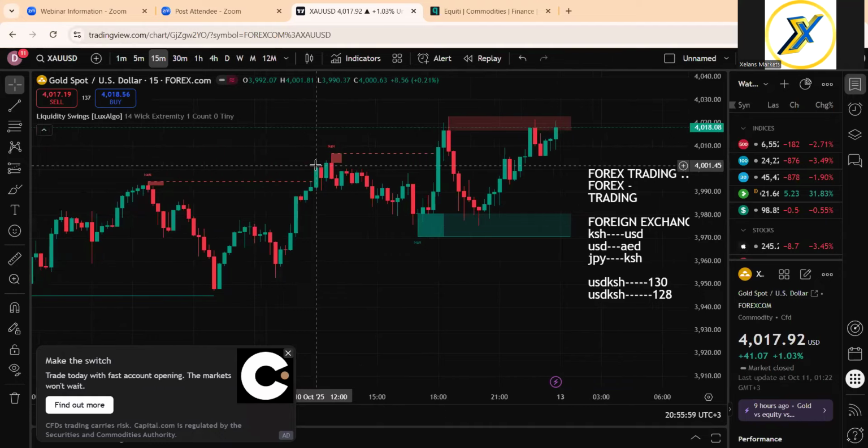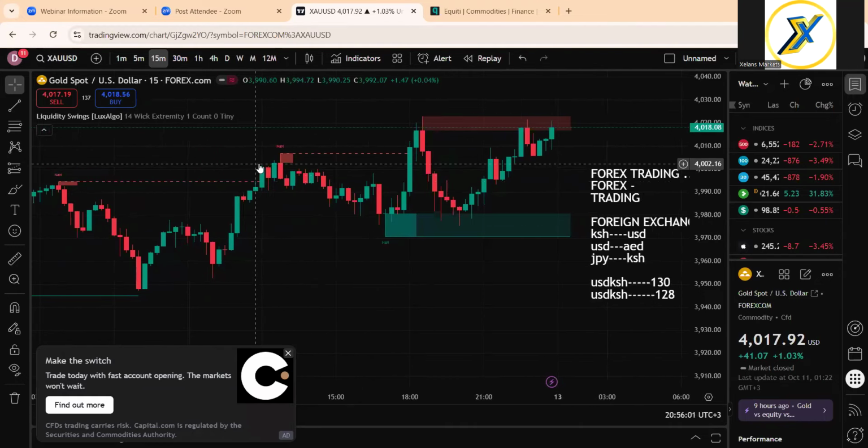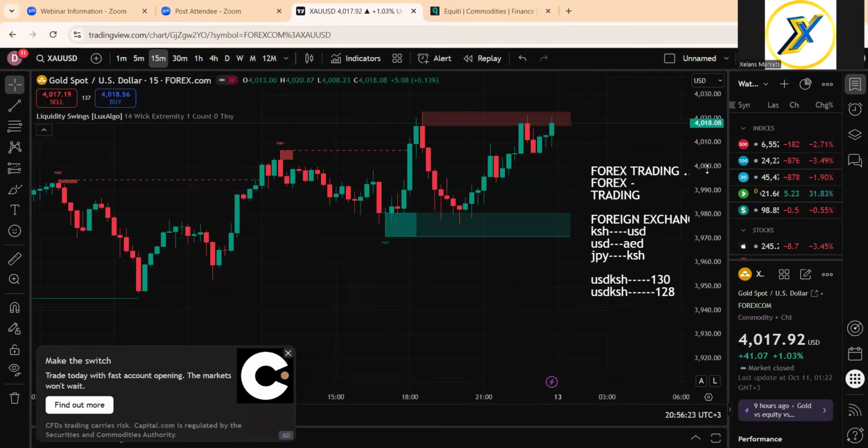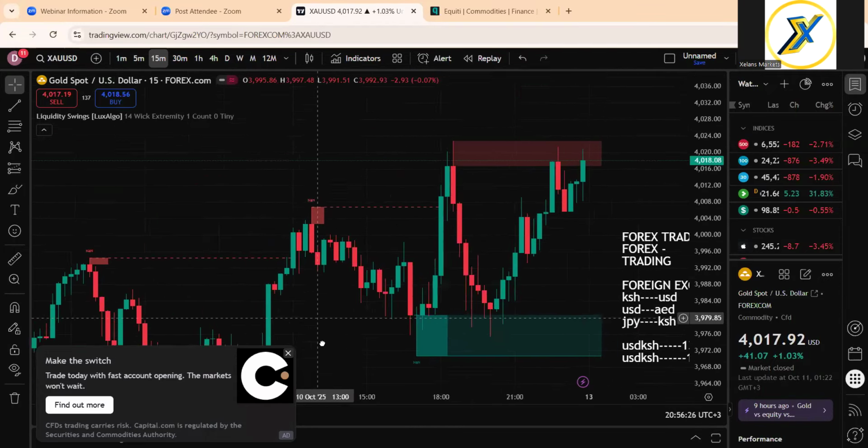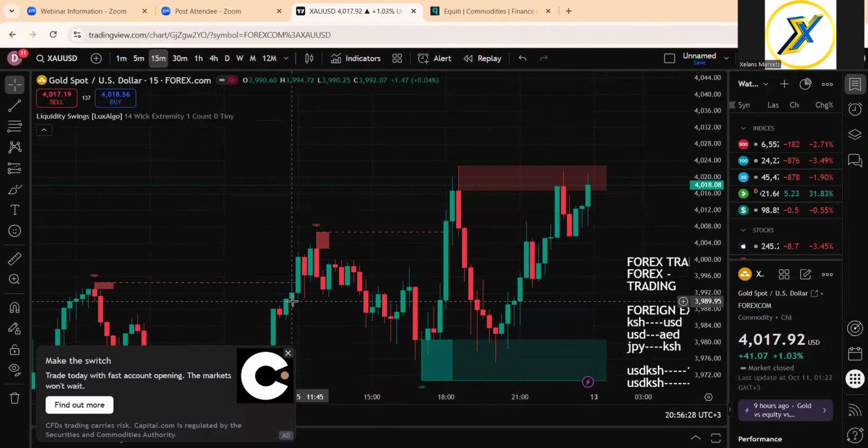So there is where we are seeing the body and what we call the shadow or the wick. The wick is where the market reached. The body is where the market closed. In this case, we're looking at a 15 minutes time frame. The market started from here. It shows that the market came up a little. Let me just zoom in a little bit so that you guys can see. So the market came from here, went up, and closed at this point.